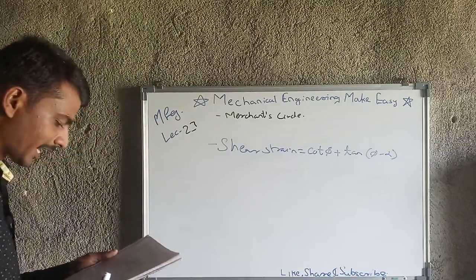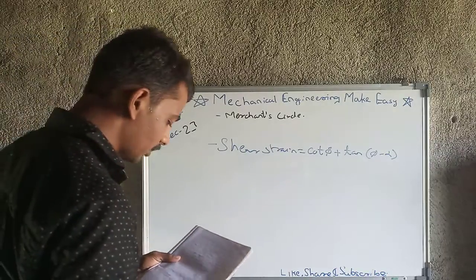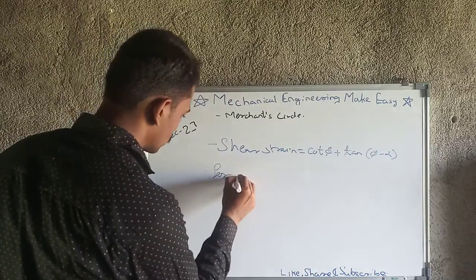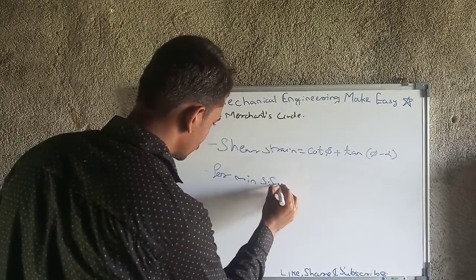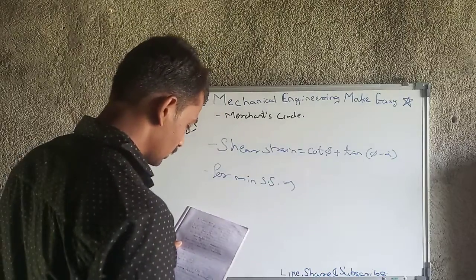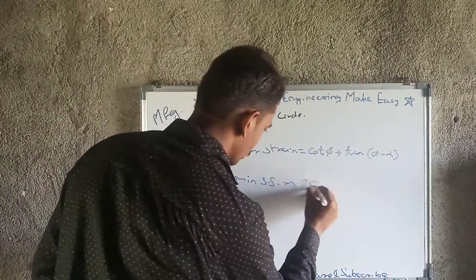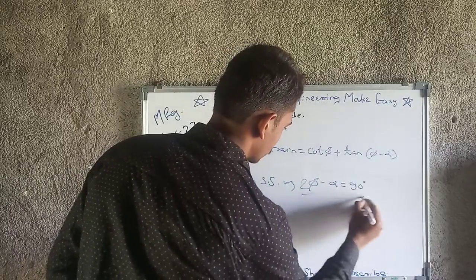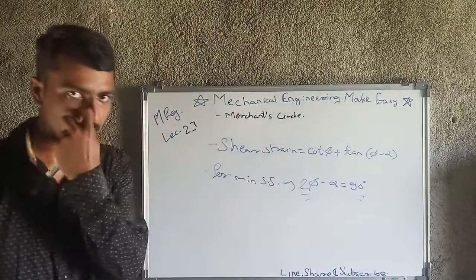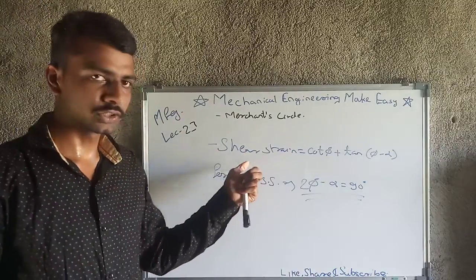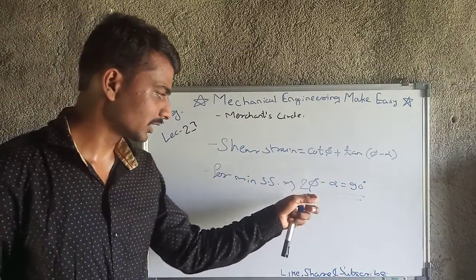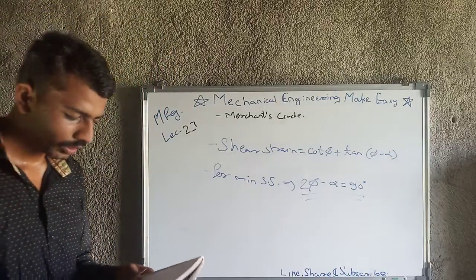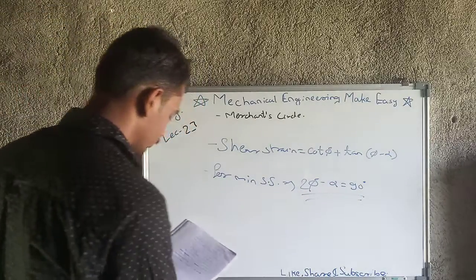Okay, then the next parameter, for minimum shear strain. For minimum shear strain, there is one condition, and that is 2 times (phi minus alpha) should equal 90 degrees. If we require that the shear strain should be minimum, in that case the relation is that 2(phi minus alpha) should equal 90 degrees. Then the shear strain will be minimum.